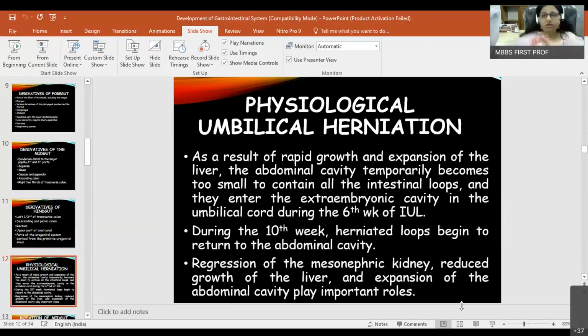Now, when this GIT, that is the intestines and all, are growing, because of the rapid growth and expansion of the liver, what happens is this abdominal cavity becomes too small to contain all the intestinal loops, and they enter the extraembryonic cavity in the umbilical cord during the 6th week of intrauterine life.